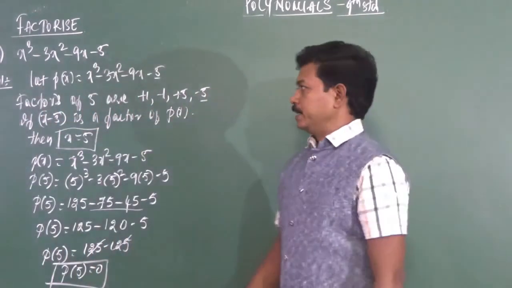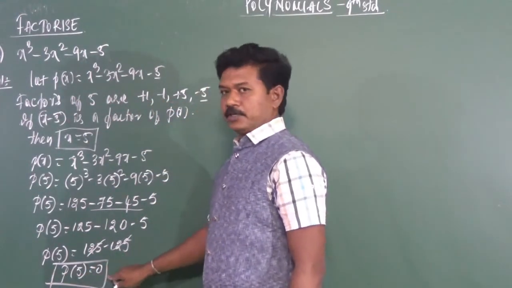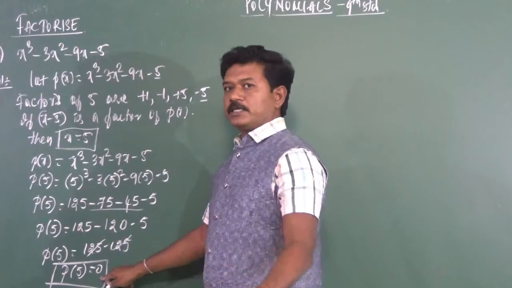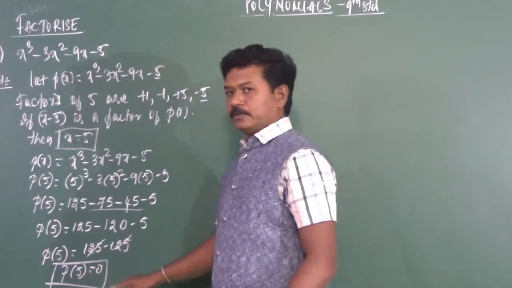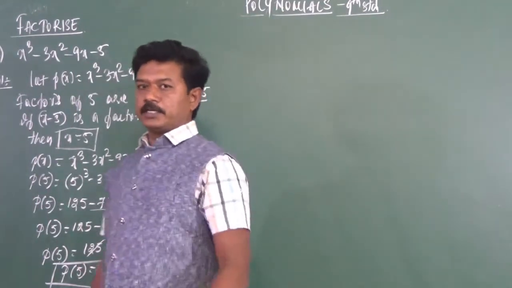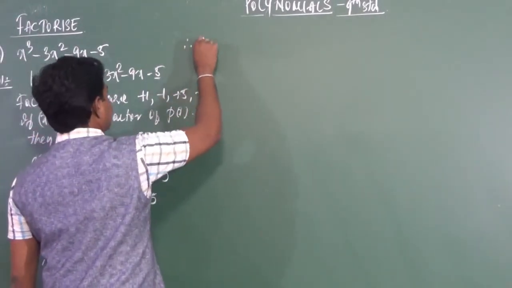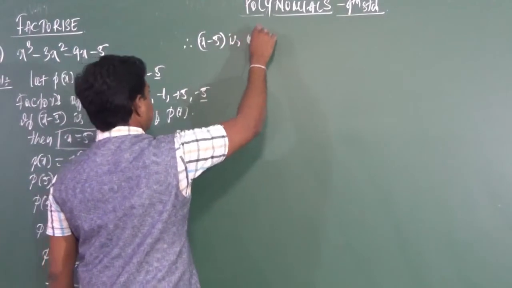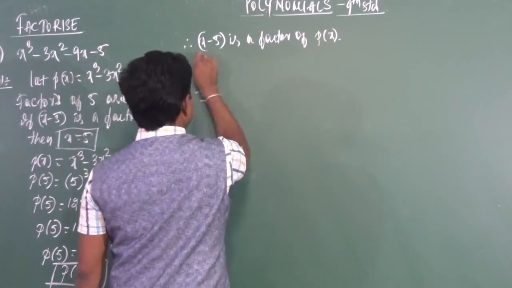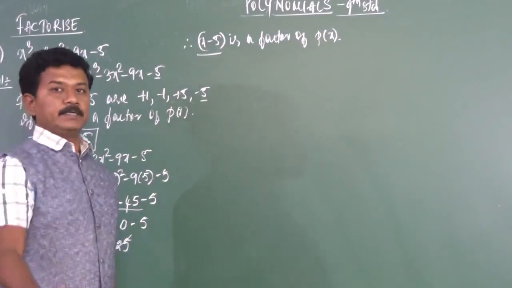So this is how we have to try. When you take x plus 1 is equal to 0 and try, you may not get p of 1 is equal to 0. And if you take x is equal to minus 1 and try, you may not get p of minus 1 is equal to 0. So by trial and error method you have to check it, right? So now we will write the conclusion. Therefore x minus 5 is a factor of p of x. So if x minus 5 is a factor of p of x, then x minus 5 can divide p of x to give remainder 0.